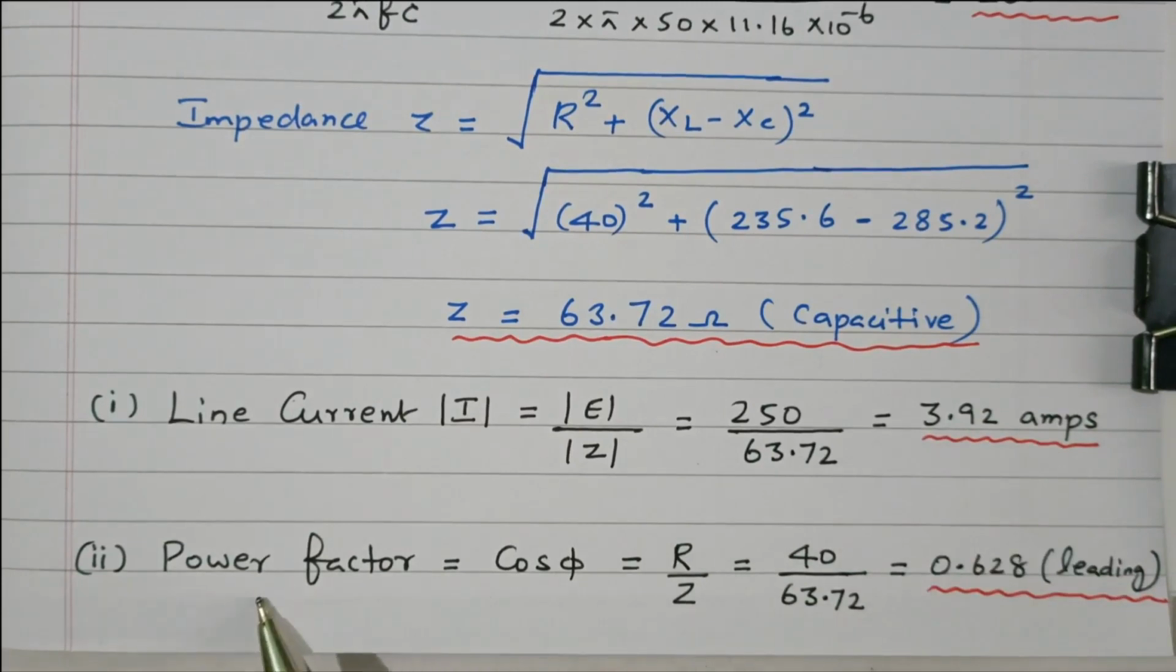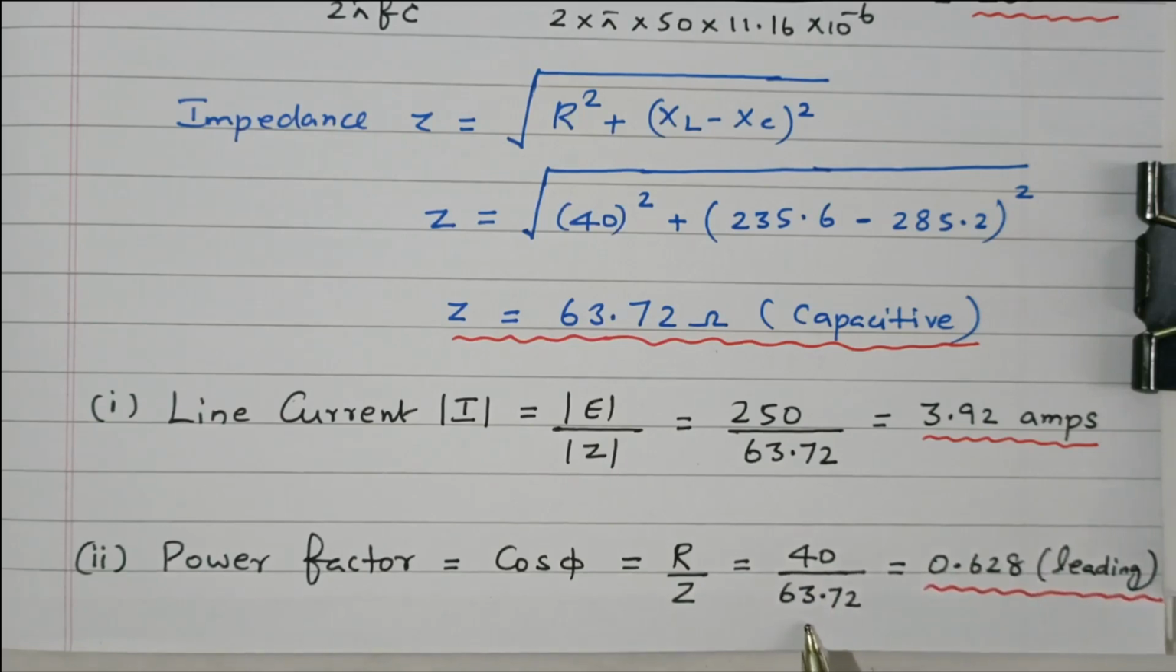Similarly we can find the power factor. Cos phi equals R divided by Z. R is 40, Z is 63.72. So it is 0.628 leading. The power factor is leading.